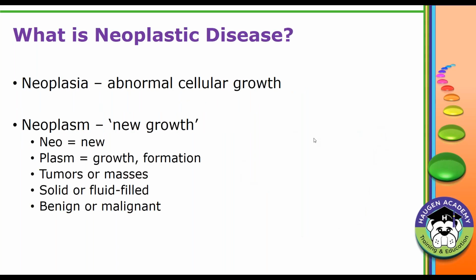So what is neoplastic disease? Cancer describes a disease with abnormal cellular growth or neoplasia that often invades surrounding tissues or spreads to other sites. If we look at the word neoplasm and break it apart, we have neo, which means new, and plasm, which means growth or formation. Neoplasms are often called tumors or masses, and they can be either solid or fluid filled. Cancer and malignant neoplasm are often used interchangeably, but neoplasm is not synonymous with cancer. A neoplasm can either be cancerous, like a malignant neoplasm, or non-cancerous, such as a benign neoplasm.